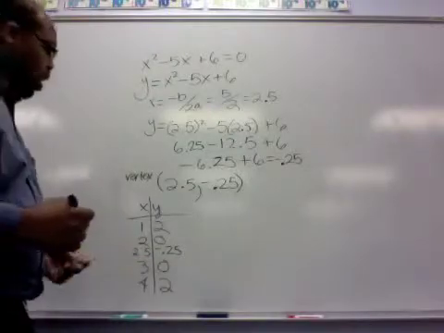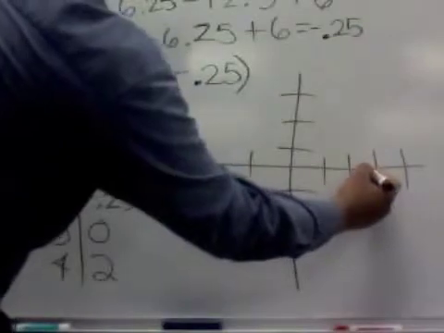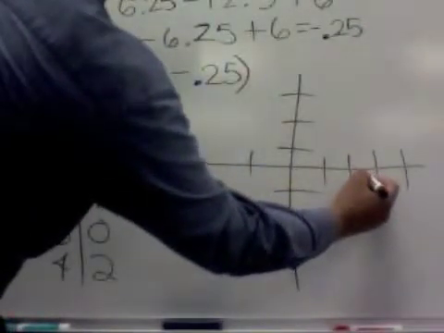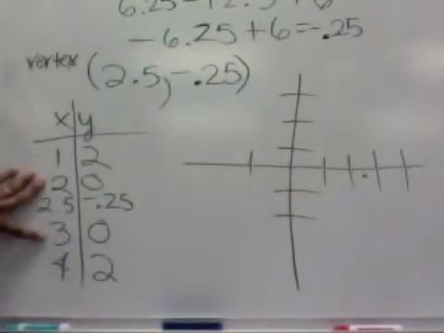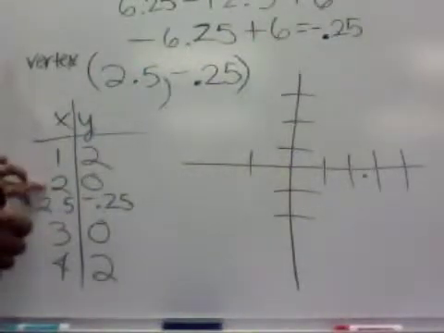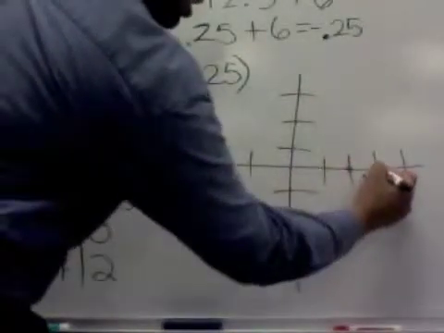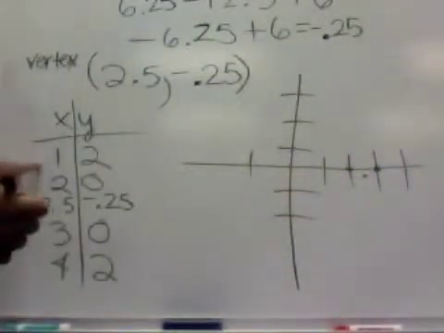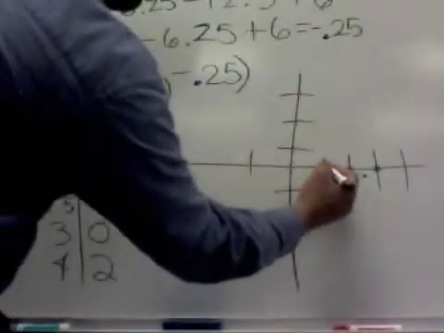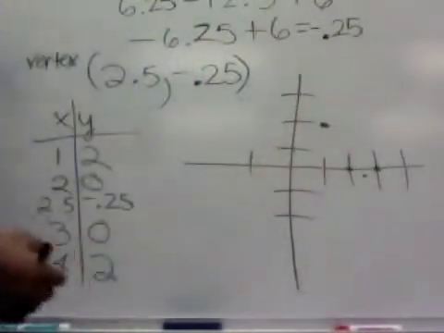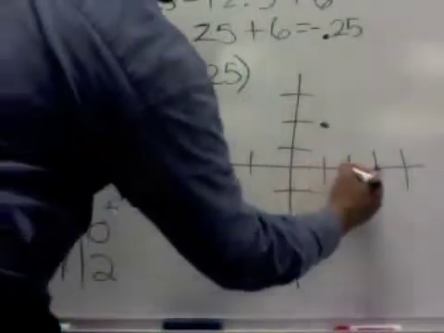Now we have enough to graph our parabola. Then we can go 2.5 and a negative 25 hundredths. We see that its roots are at 2 and 3. So 2, 0, and 3, 0. Then at the x value of 1, we have a y value of 2. And at the x value of 4, we have a y value of 2 as well.